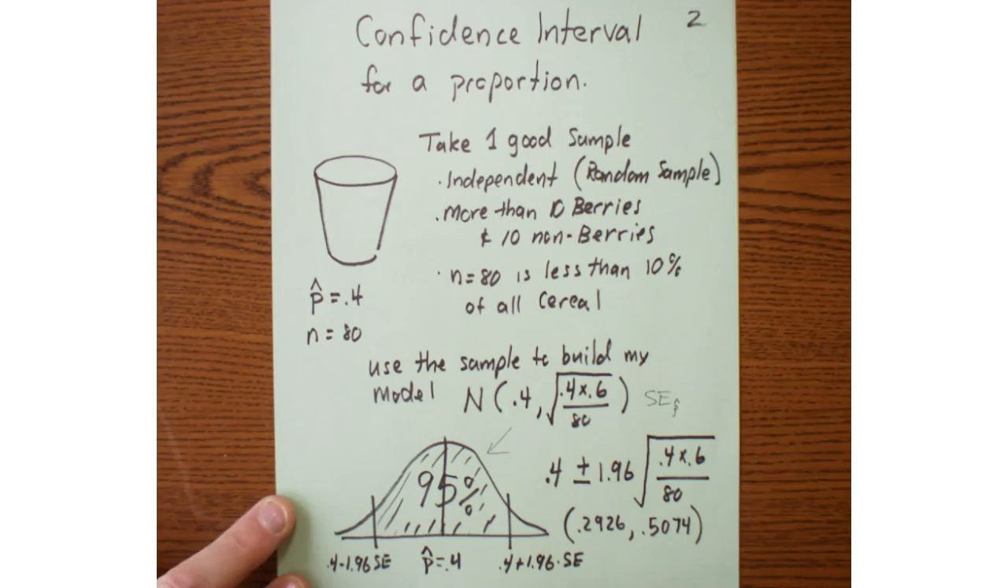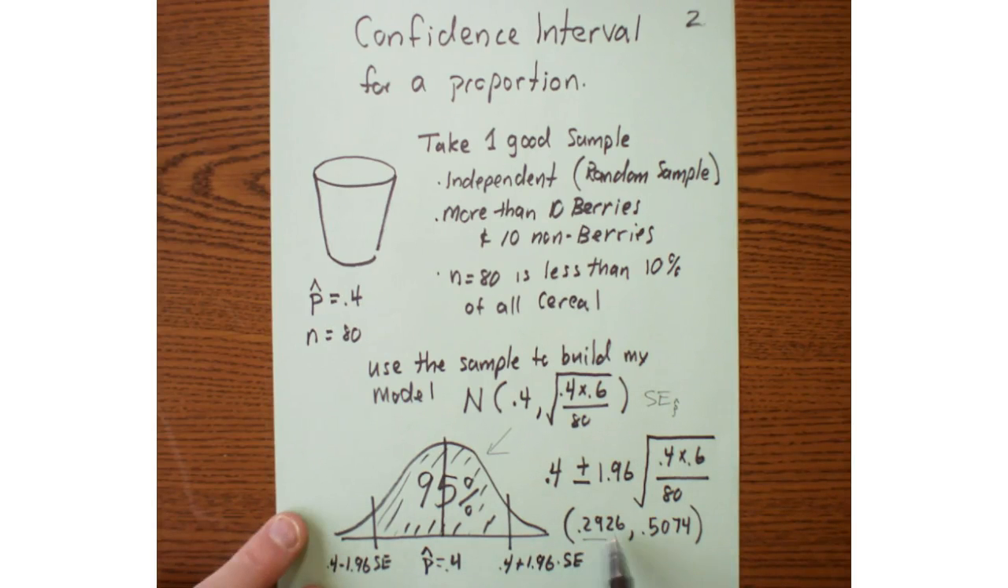We typically like to grab the middle 95% of that model, and we create an interval for that. And so I am 95% confident that the true population proportion of berries is between 29.26% and 50.74%.